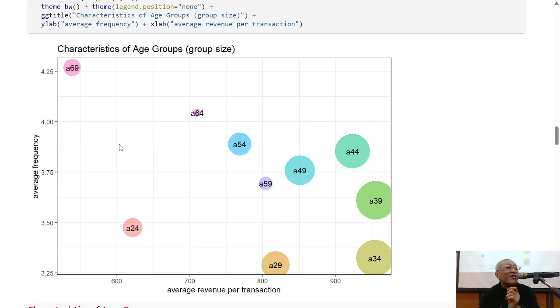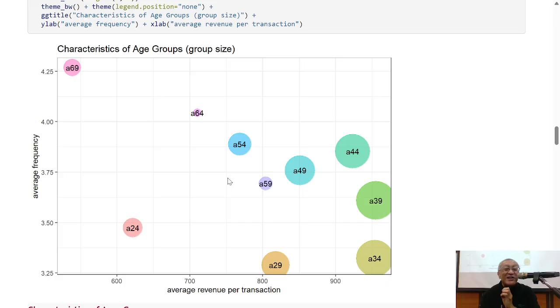Okay. 34? The lowest frequency. So, anyone else? 29, right? 29 is the lowest frequency, right? And which age group has the highest average revenue per transaction? Say it again, louder. 34 and 39, right? Yeah, oh, correct.